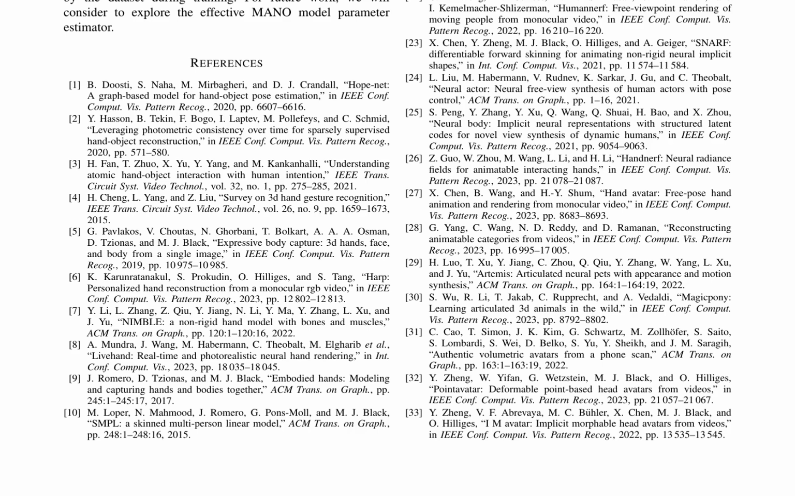Rigorous evaluations were conducted on the InterHand2.6M and DeepHandMesh datasets, demonstrating the ability to produce high-fidelity geometry and texture for hand animations across a wide range of poses. The method relies on accurate mono annotations provided by the dataset during training. Future work will consider exploring effective mono-model parameter estimators to further improve the system's performance.